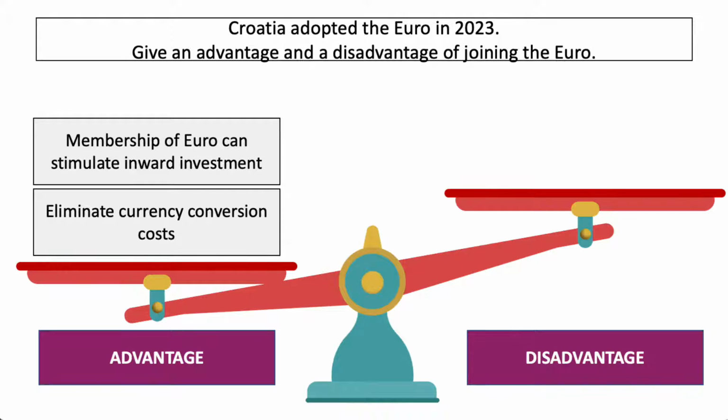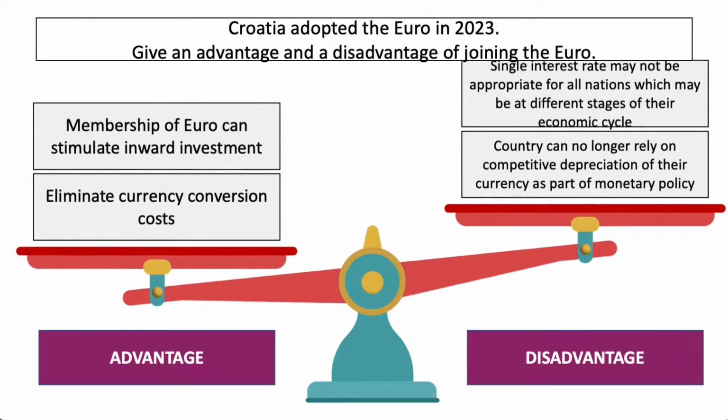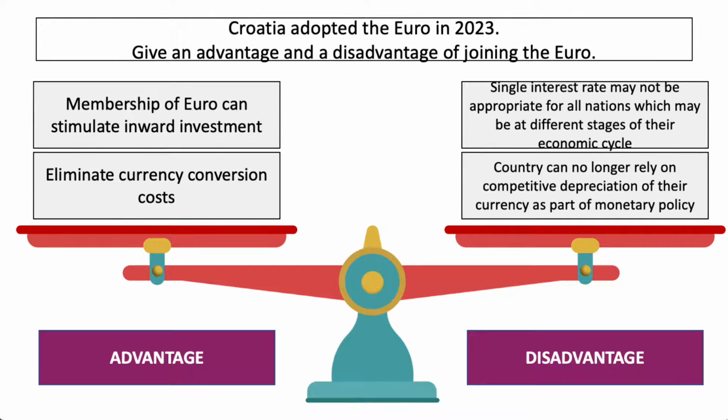And what about disadvantages to Croatia? Downsides: the country can no longer rely on the competitive depreciation of their currency, the kuna, as part of monetary policy. And critically, I think people hinted at that in the early chat exchanges, the single interest rate may not be appropriate for all nations. It's the one size doesn't fit all problem.